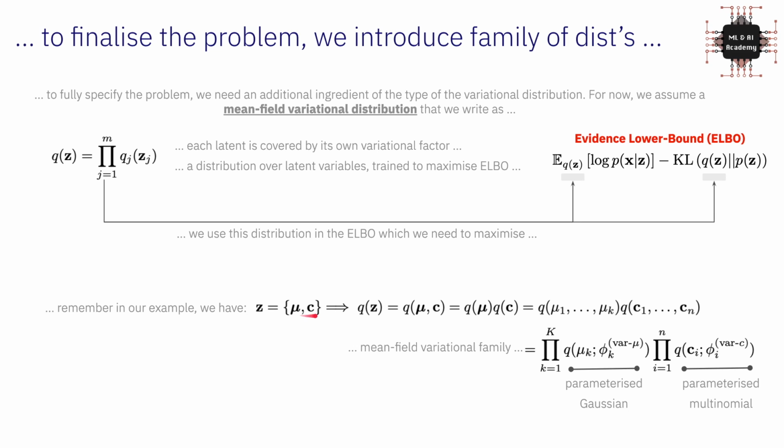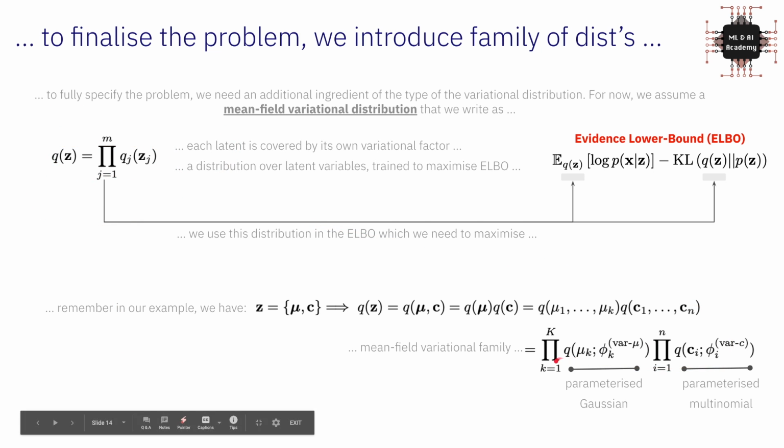Because these are our latent variables. Using this assumption that these two are independent, we write this as the product of q of mu times q of c. And now mu is a vector, so that's why it's q of mu 1 to mu k, q of c 1 to c n. Now, because c is per one data point, remember our mean field variational distribution. What we're going to do is write that as the product of the q k, or q of mu k phi k.